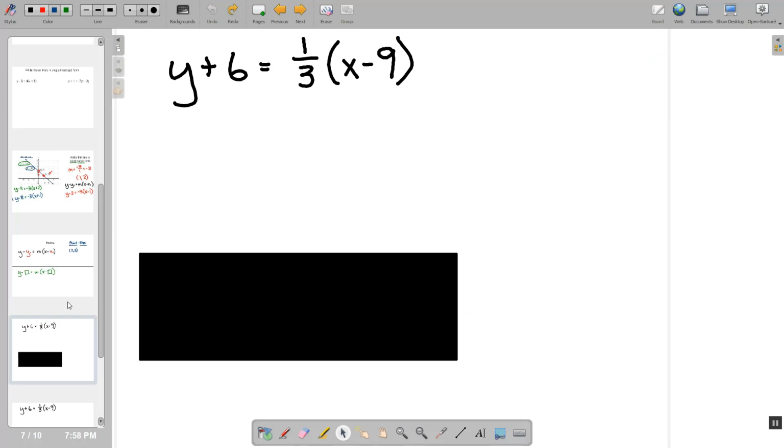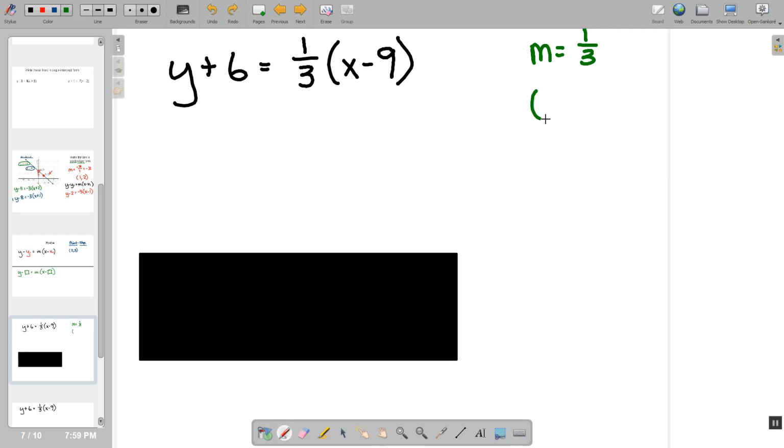For this equation right here, I want to find what the slope is and what the point is that's letting us write this in point slope form. When I'm working with problems like this, the thing that I recognize first is almost always the slope, which is the number that's outside of the parentheses. So the slope of this line is 1/3.